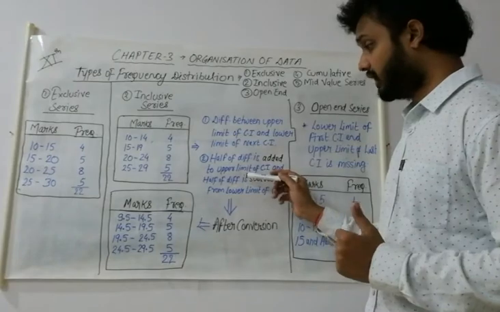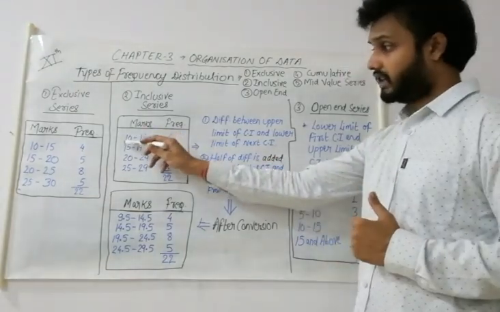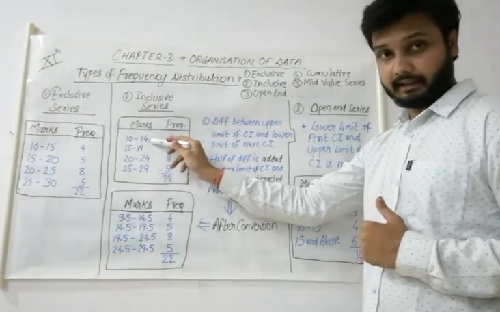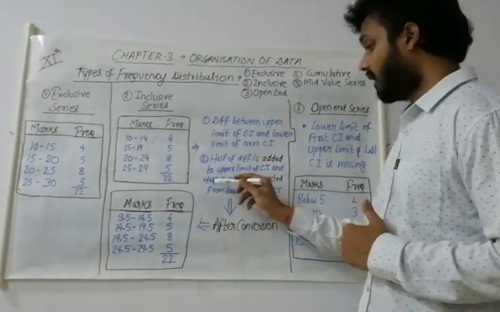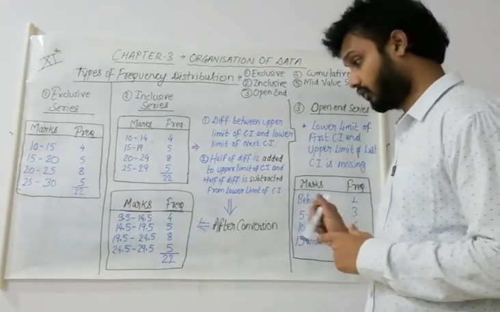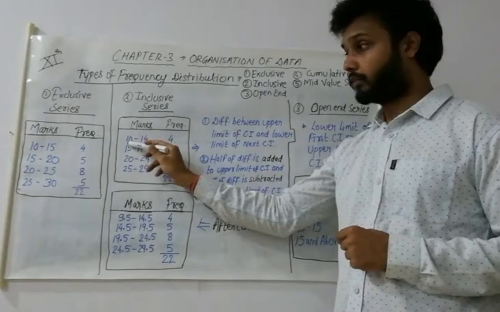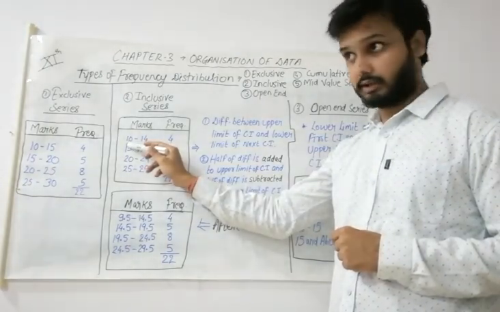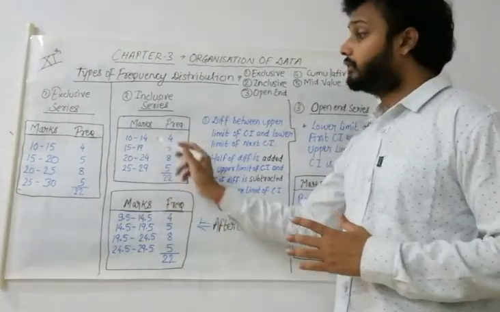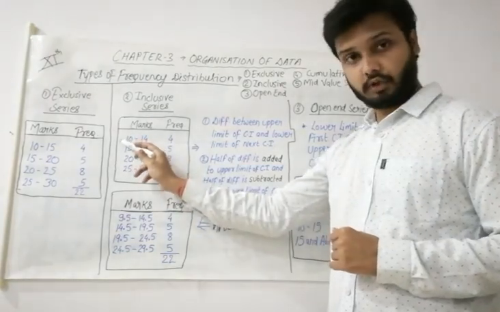So what has to be done? It is to be added to the upper limit of the class interval. We are taking this class interval, so to its upper limit we will add. And half of the difference is subtracted from the lower limit of the class interval. Our class interval is this, so we will subtract half from the lower limit. Which means that in every class interval we will add half to the upper limit and subtract half from the lower limit.